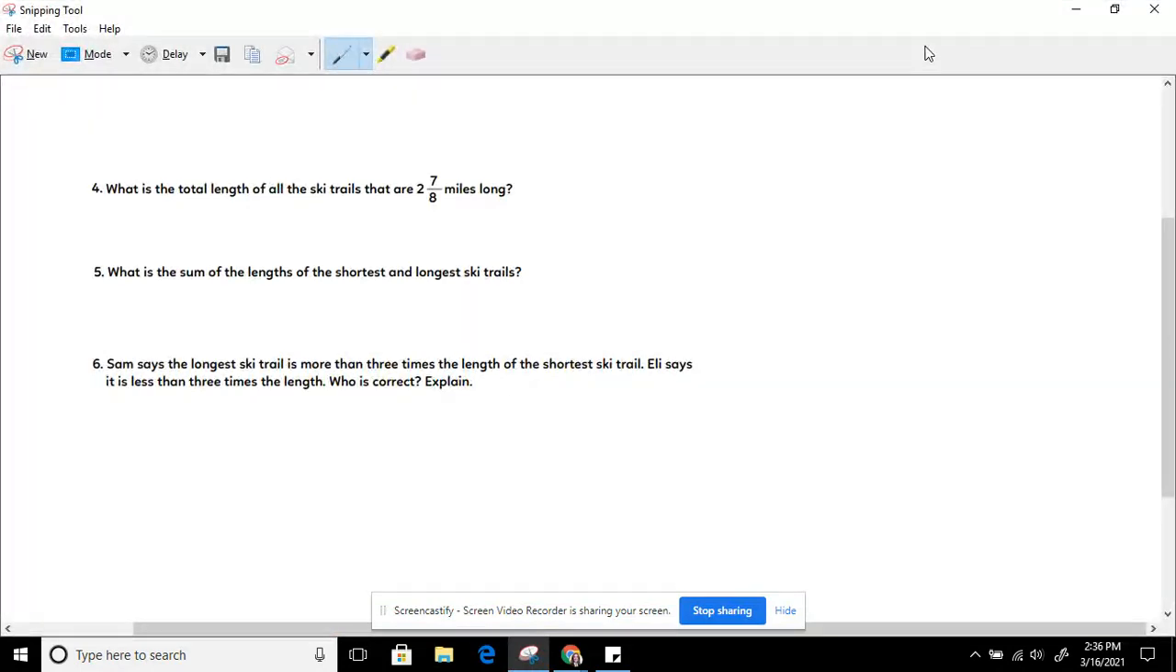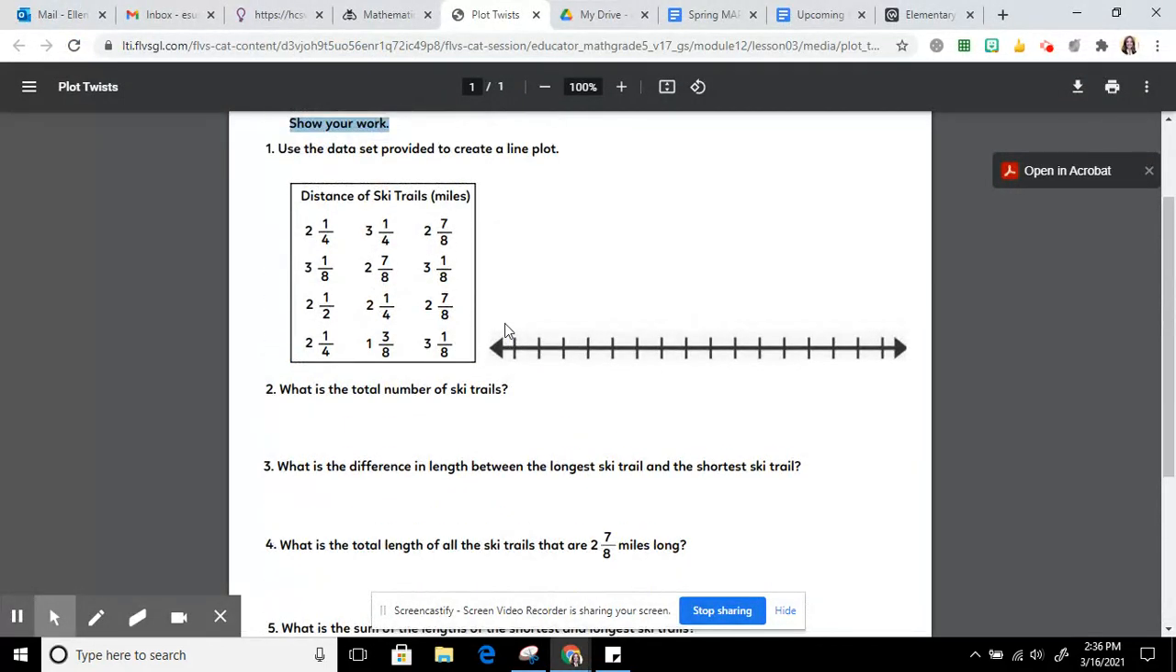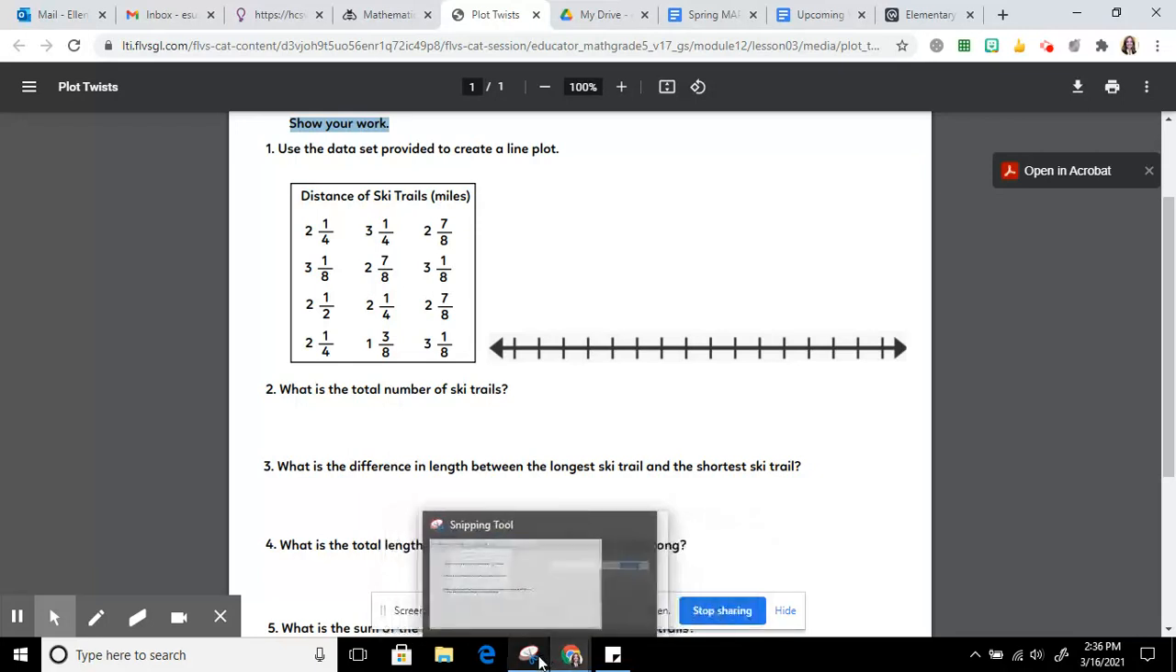So the next part is, what is the total length of all the ski trails that are 2 7/8 miles long? So if we go back to the worksheet, we're looking at 2 7/8. So how many 2 7/8 are there? Let's see here. There's no 2 7/8 in this column. There's 1 2 7/8. There's another, and there's a third. So we're doing 2 7/8 plus 2 7/8 plus 2 7/8. There are 3 2 7/8 data points.